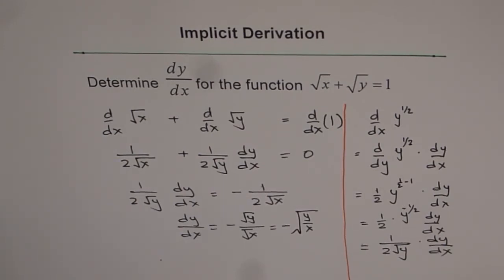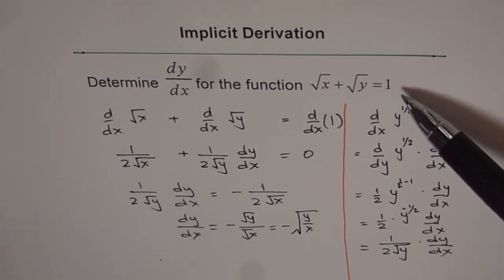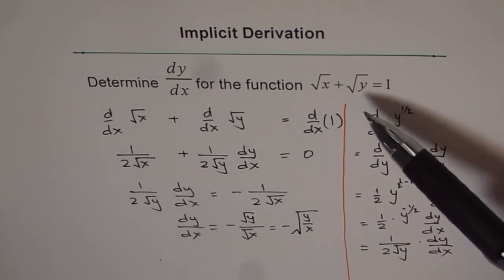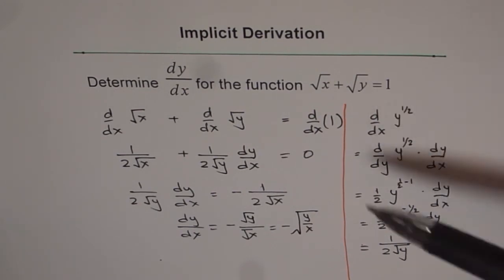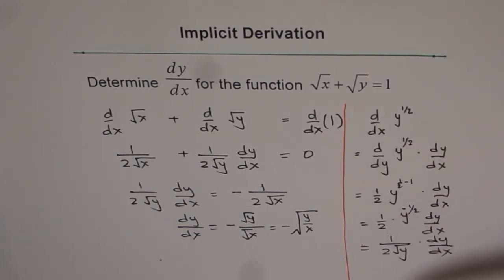Now as an added exercise, I would like you to find the equation of a tangent at any given point on this curve. So you can take points as x equals 1 or some other value, whichever you think is good enough, right?